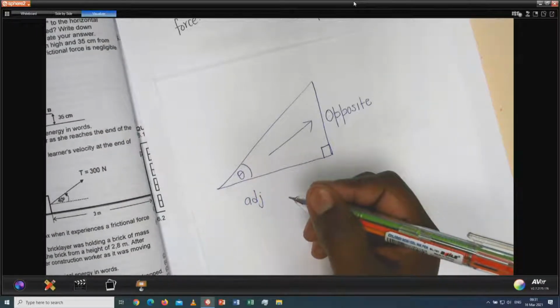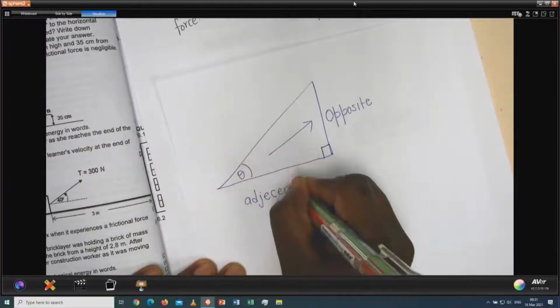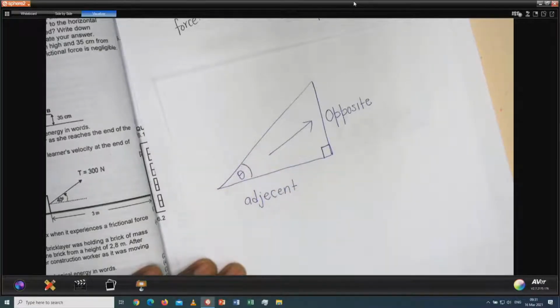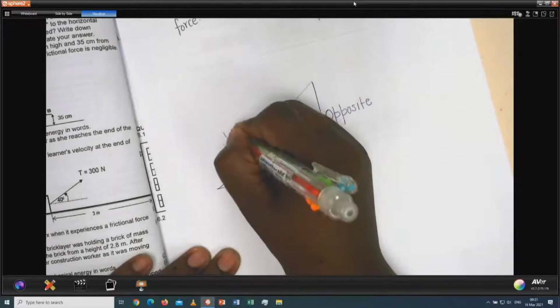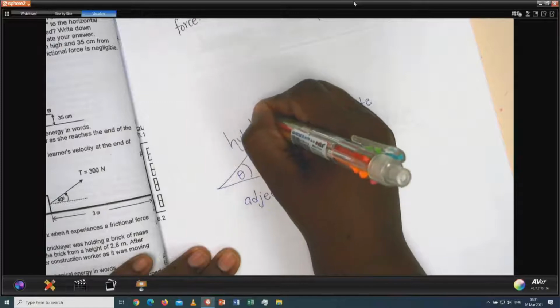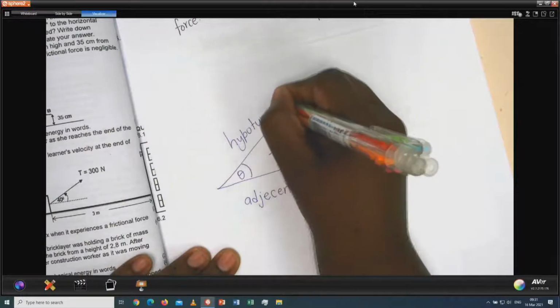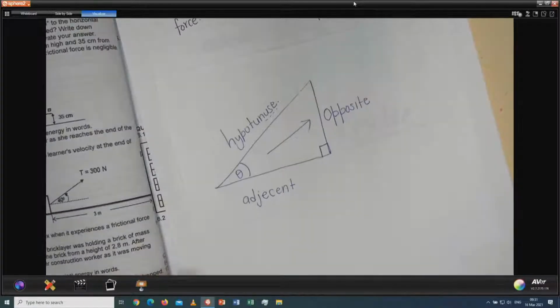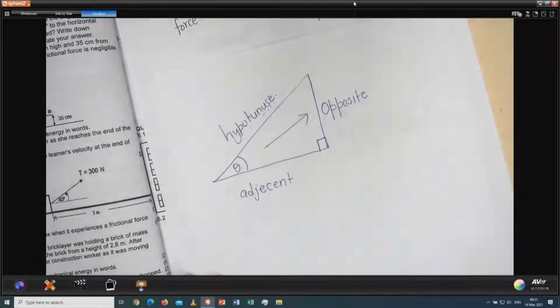and I think I would just want to use this one question to do a little bit of revision from grade 11. This is adjacent, and this is hypotenuse. My spelling, excuse this last part of this word. So this is what we know from mathematics.